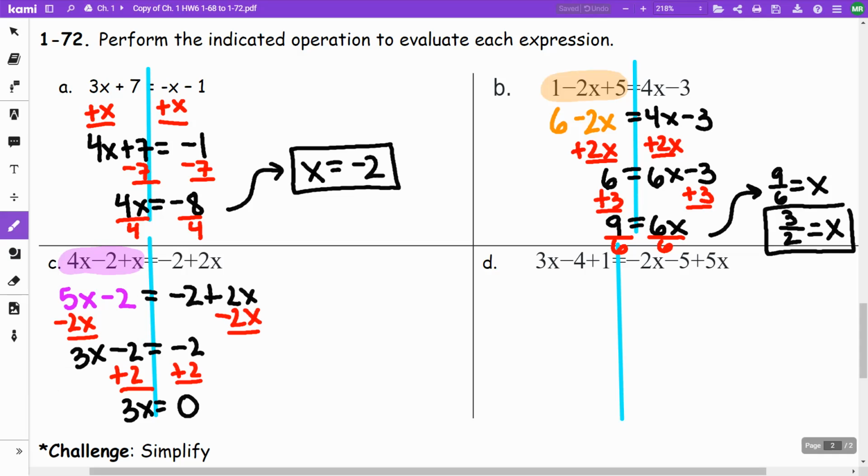And this is where you want to be careful. This is not no solution. I'm going to divide this side by 3. I'm going to divide this side by 3. And when I divide 0 by 3, I get x is equal to 0. That is my answer.